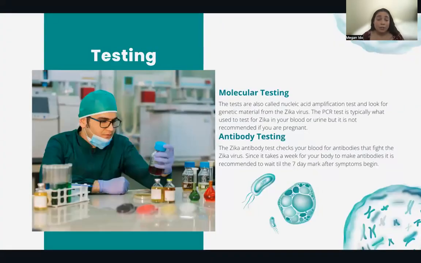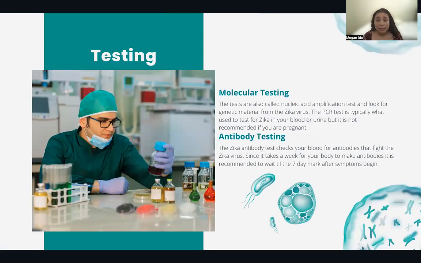Testing, there are 2 types of testing. The first is molecular testing. These are also called nucleic acid amplification tests, and they look for genetic material from the Zika virus. The PCR test is typically what's used for Zika to check your blood or urine, but it is not recommended when you are pregnant. This is also similar to the COVID test, it's a PCR test as well. The other test is antibody testing.